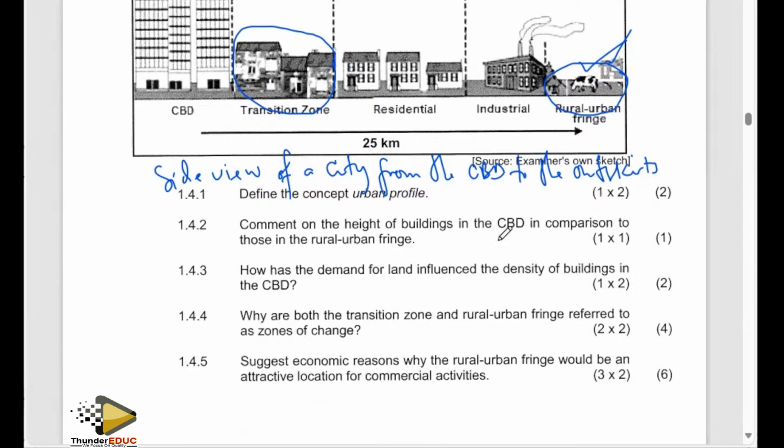There can also be some residential purposes and some other commercial purposes. And also it's a zone of decay, whereby we have unattended buildings, buildings which are dilapidated, or buildings which are illegally occupied. So we're saying, why is it regarded as a zone of change?